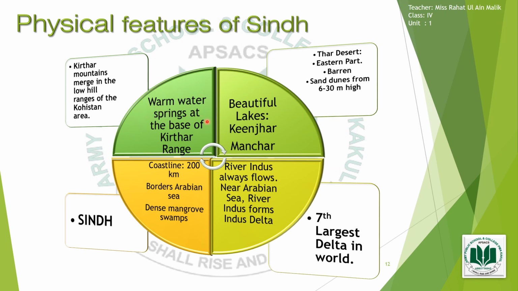the springs where warm water flows, right? Then there are some beautiful lakes in the province, which include Kinchar Lake and Manchar Lake. These are one of the most beautiful lakes to be found around. Okay, then river Indus flows through the province throughout the year, right? Which means that river Indus never stops flowing. It always flows, and when it reaches near the Arabian Sea, it forms the Indus Delta.